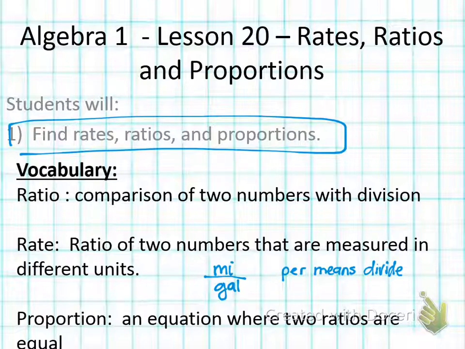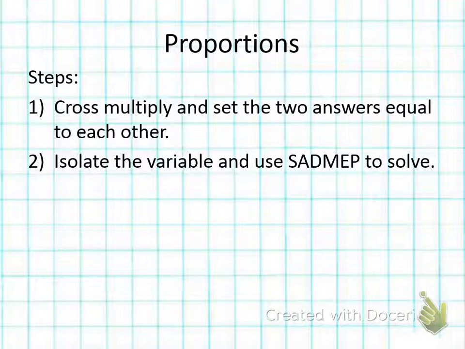Okay, a proportion is an equation where two ratios are equal, okay? So, we're going to look at all these three. These are the steps. You wrote these down for proportion specifically. So we'll come back to this. Cross multiply and set the two answers equal to each other. Isolate the variable and you set them up to solve. You know that already. Okay, here we go.